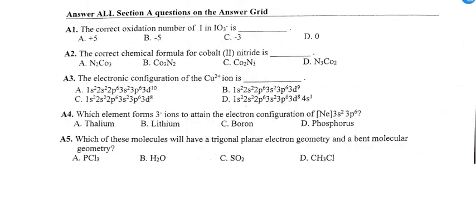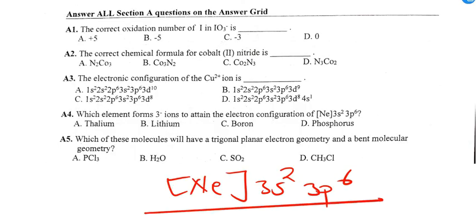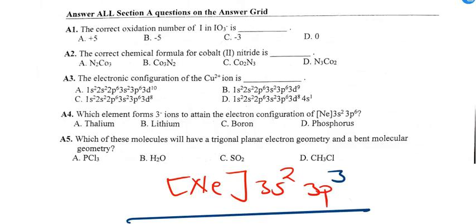Which element forms the 3- ion to attain the electron configuration 3s2 and then 3p6? When you look at that, 3 negative implies we gained 3 electrons. So if you want to determine the actual element directly, you can just subtract, remove the 3. So it will become reduced to 3s2, 3p3.